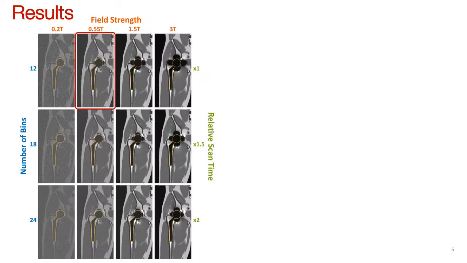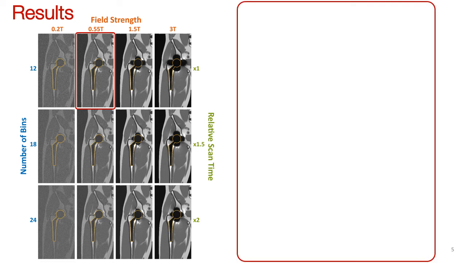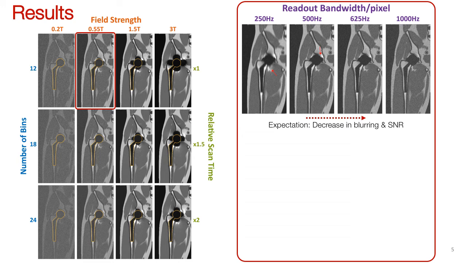Then we proceed with the imaging at 0.55 Tesla with 12 spectral bins to evaluate effects of readout bandwidth. Everything except the variable parameter is kept the same. As readout bandwidth increases, blurring artifact reduces with a corresponding decrease in SNR.